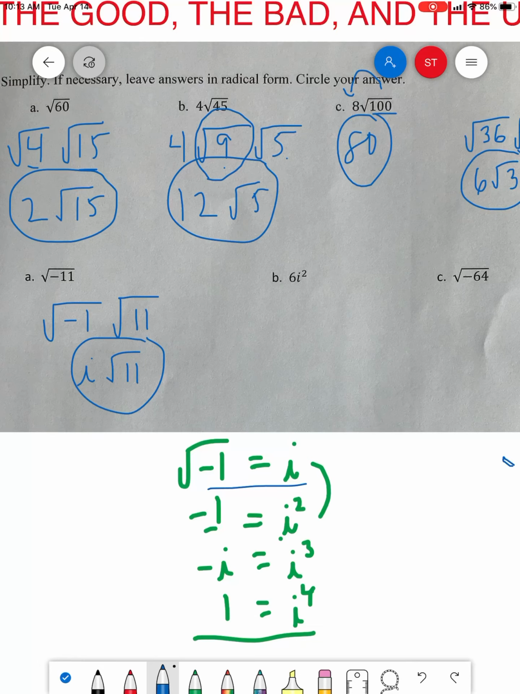Here we have 6 times i squared. Well, 6 times i squared is equal to what? -1. So what's 6 times -1? -6. Bingo.